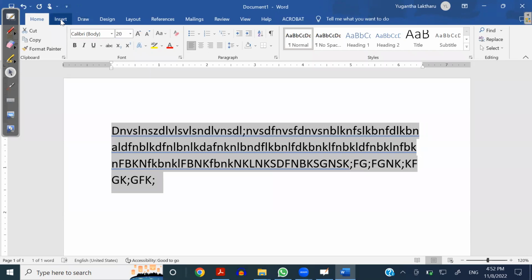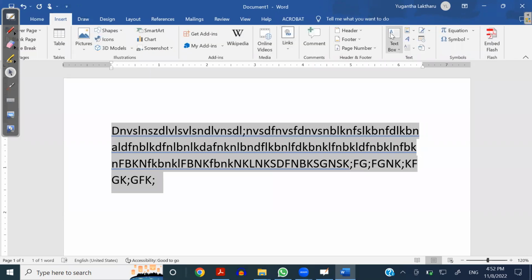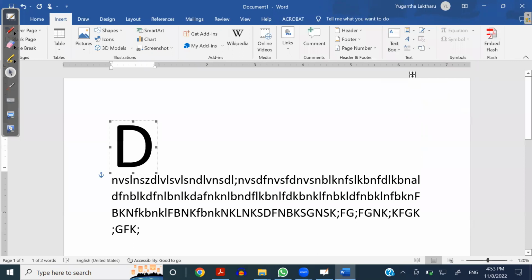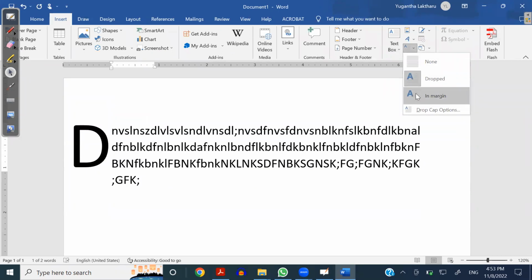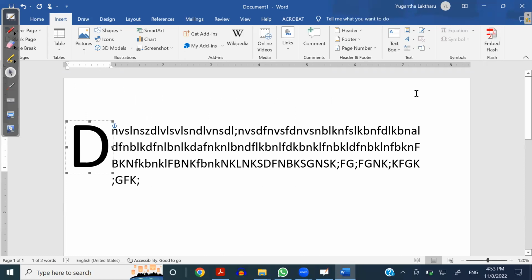So I can go to the insert, I can apply the drop cap over here. See, this is what is happening. So either you can use drop cap like this or as a marginal one. So the first letter of the selected sentence will be shown bigger.